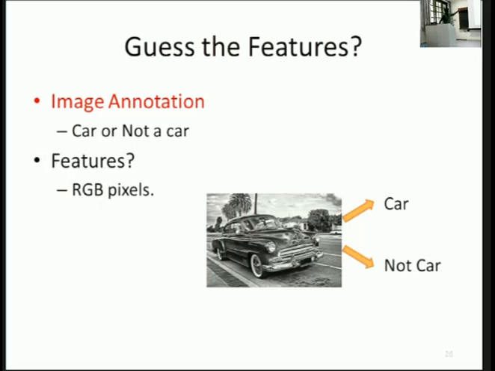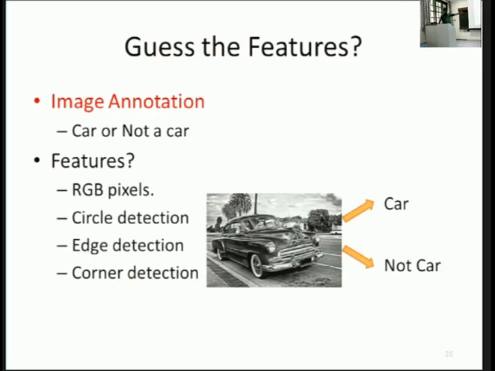The idea is that you can look at the RGB pixels. They are numbers you can take directly. Circle detection, edge detection, corner detection, all those things. And if there is a corner this way and a corner that way, you can just give it to the algorithm and tell it to find if there is a car or not.